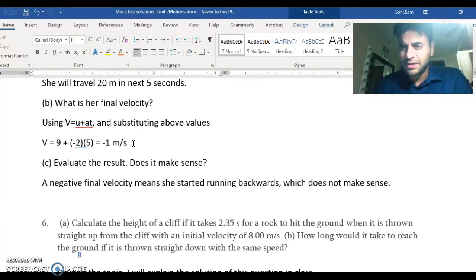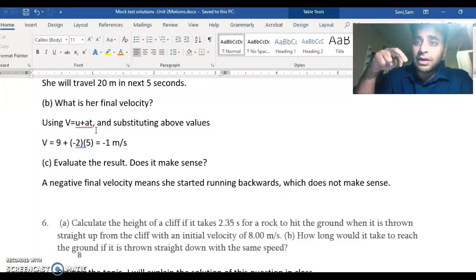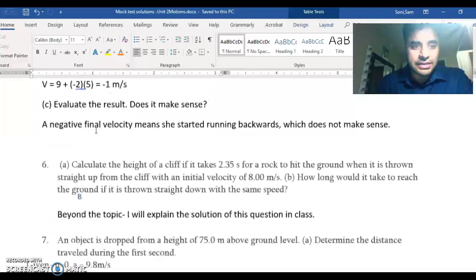Does it make sense? Is that runner running in the backward direction? No, it does not make sense. That's what you want to know: does it make sense to you? Is that a fair answer? Can somebody's final velocity be negative 1 meter per second? Yes, in some cases it will be. We just saw the car had a negative velocity. But in this case, it is a runner, it's running. It cannot just keep running and then go back. So that does not make sense.